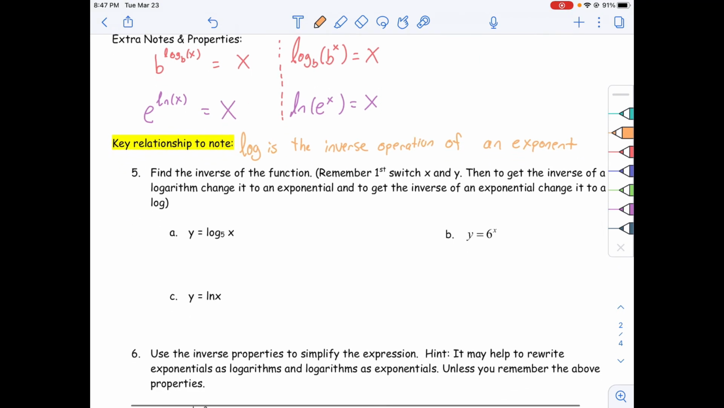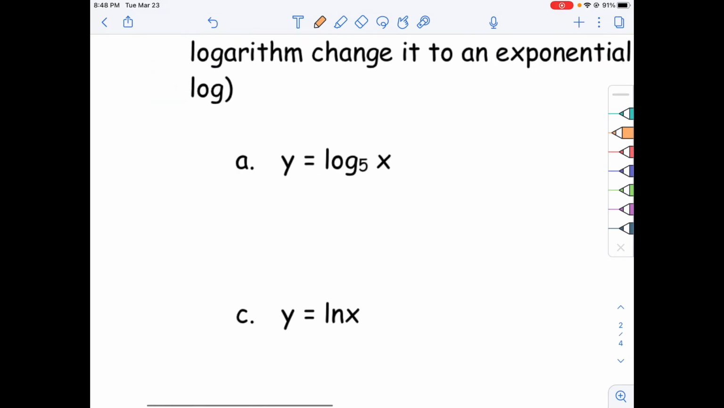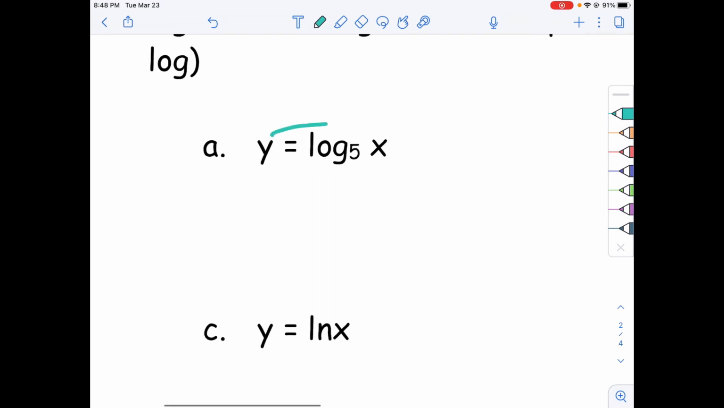So this question says find the inverse of the function. Remember, you first need to switch x and y. Then, to get the inverse of a logarithm, change it to its exponential. And to get the inverse of an exponential, change it to its log. So, how do we do this? There's a couple ways to do this. I'm going to show you both ways, right?